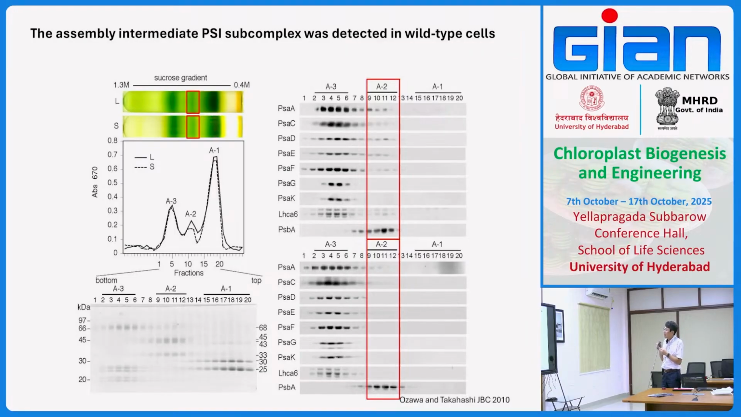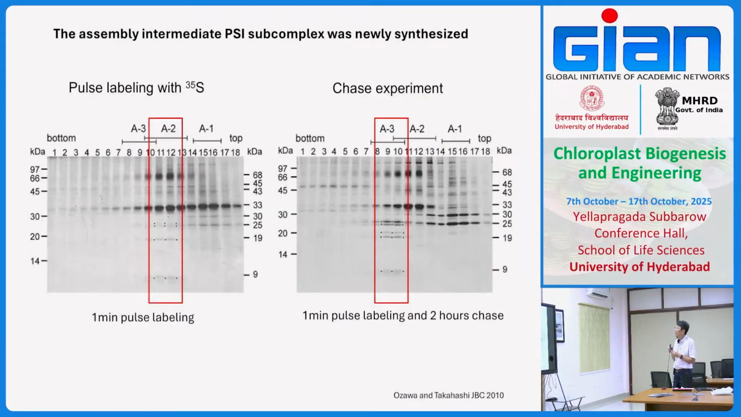Okay, so I'll talk about this data later in the other lecture on the PS1 assembly, so I skip this. Another interesting thing is that this is not a greening experiment. This is just normal wild type Chlamydomonas we used, and also pulse and pulse-chase labeling experiments.